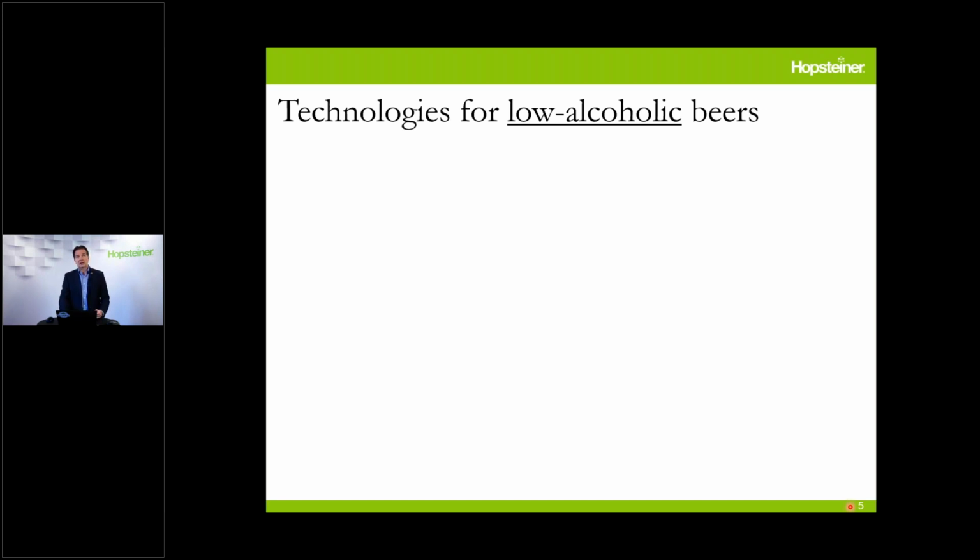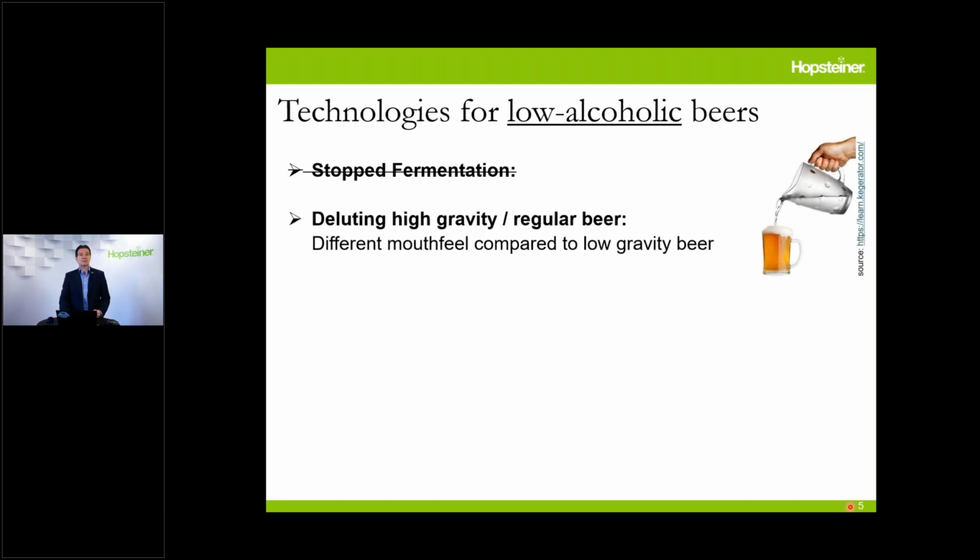Now we are going to the technologies that I know regarding the processing, starting with the category of the low alcoholic beers, of the light beers. You can make a stop fermentation, but that makes no sense, because that will lead to a lot of effort, a lot of trouble, and also in the technology to handle this process. So it's not usable.